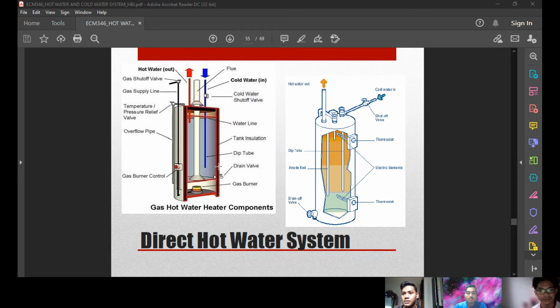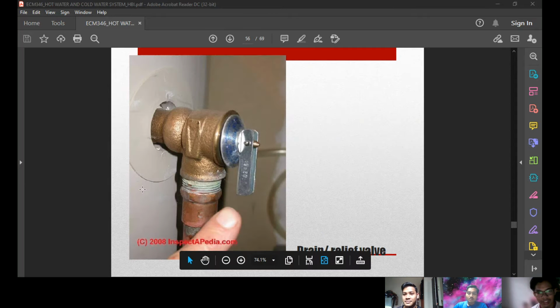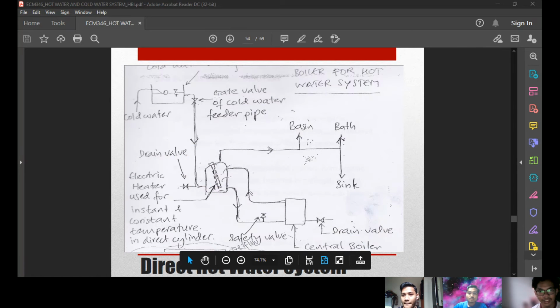Okay. Here is the example of direct hot water system. Okay, this is the drain or relief valve, I think.